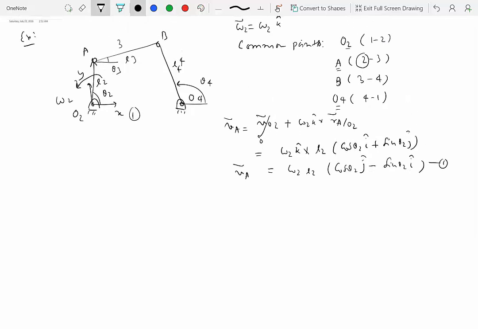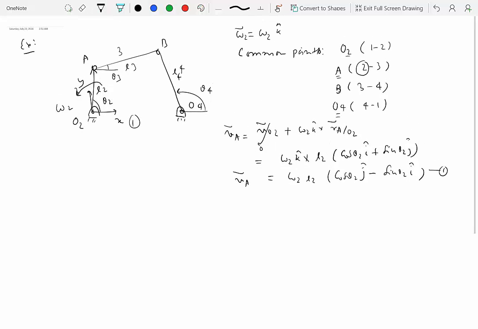So let's write that as equation 1, okay? So maybe I can write this as rigid body number 2. So on rigid body number 2, we have related the velocity of point A with the velocity of point O2, right? In fact, those are the only 2 points of interest on rigid body 2. There is no other point, right?